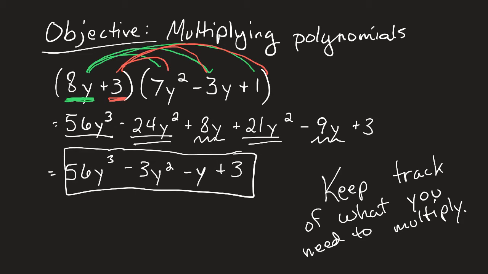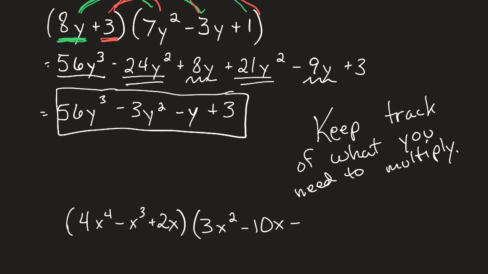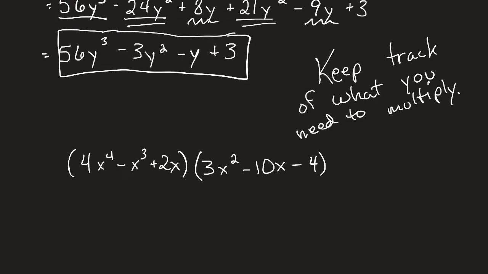Okay, so let's do another one. So if we have something like 17x to the 4th minus 3, ooh, I don't want that, not 17. Let's not multiply with 17. So let's do 4x to the 4th minus x cubed plus 2x all times 3x squared minus 10x minus 4.